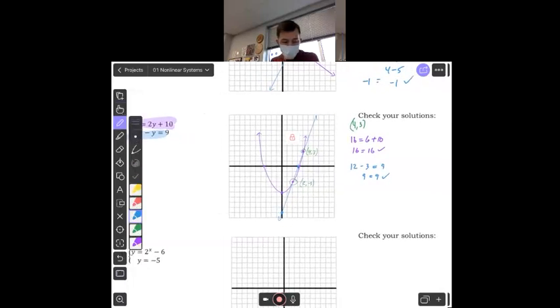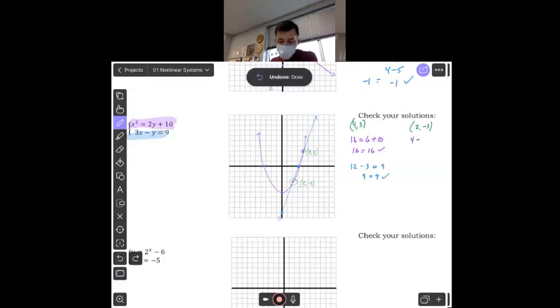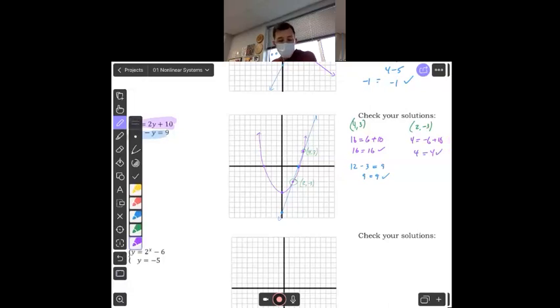I'll check 2, negative 3. X squared. X is 2. 2 squared is 4. 2 times y, which is negative 3, so 2 times negative 3 is negative 6. Negative 6 plus 10 is 4. 4 equals 4. And 3 times x, which is 2, so 6 minus negative 3 is supposed to be 9. 6 minus negative 3 is 6 plus 3. Of course, 9 equals 9.